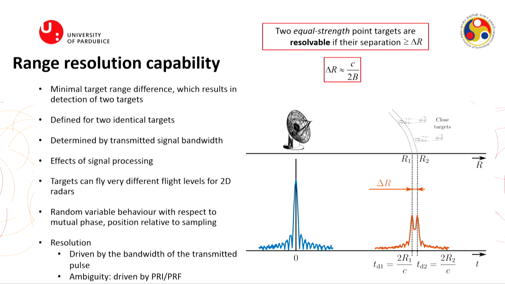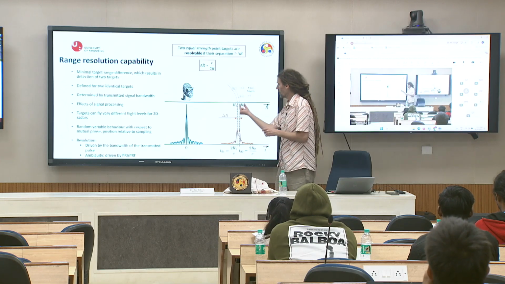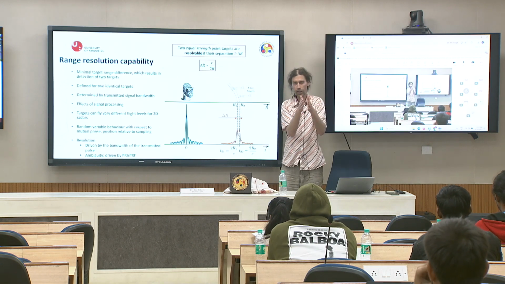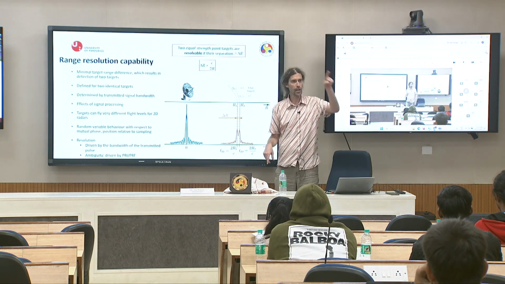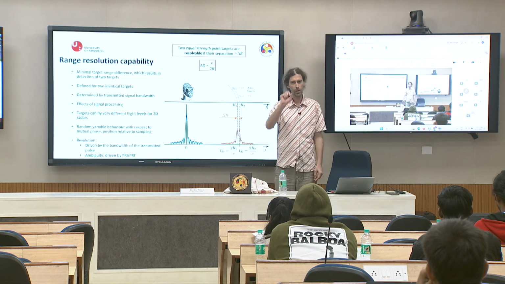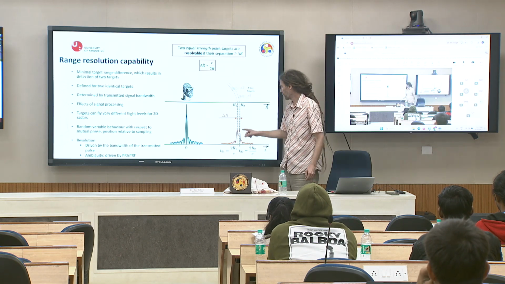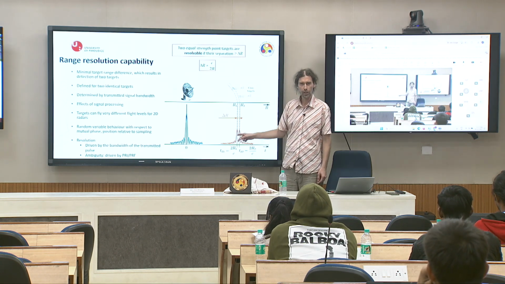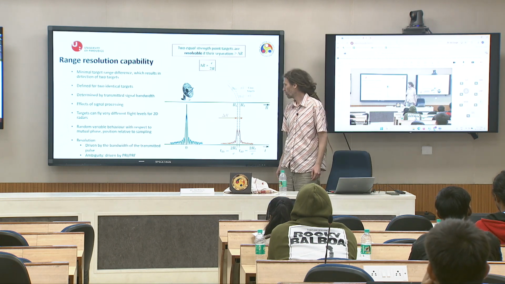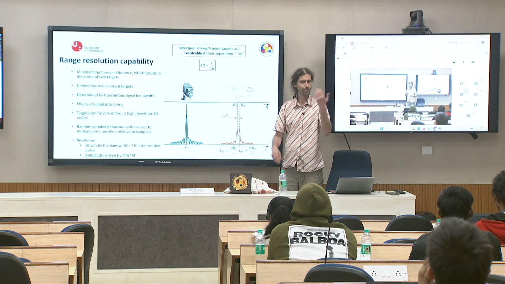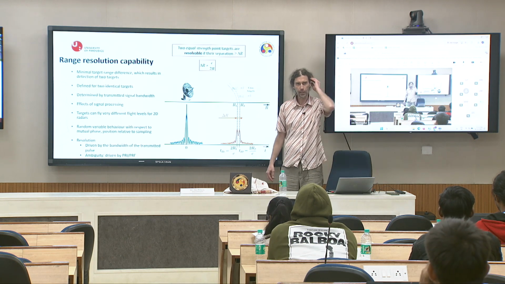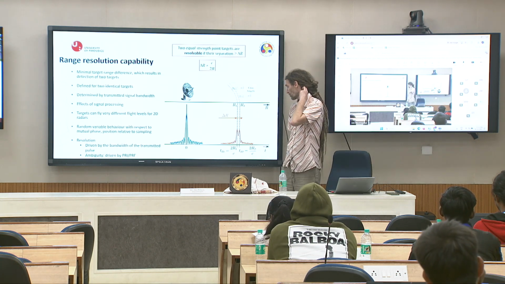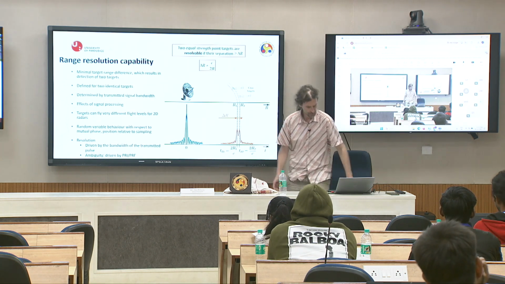And what will be the result after matched filtering? I will get something like this. I can still recognize the two targets. But if the separation is lower, you will see one big main lobe, one target, or two targets. So I think the message is clear from this. And imagine that you have more and more targets. It could be more and more complicated to get all this information.